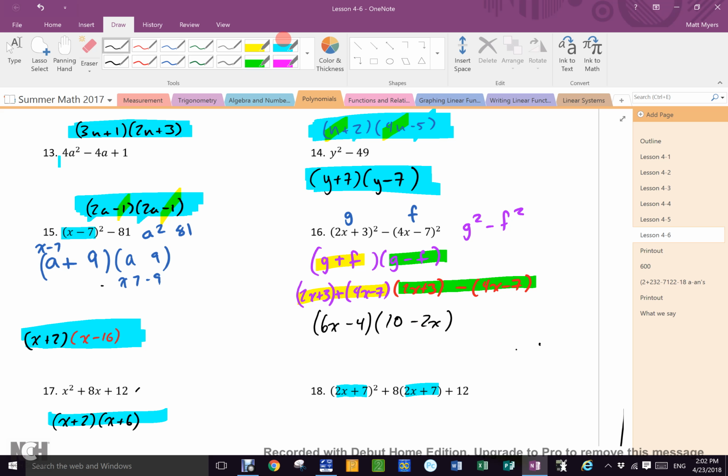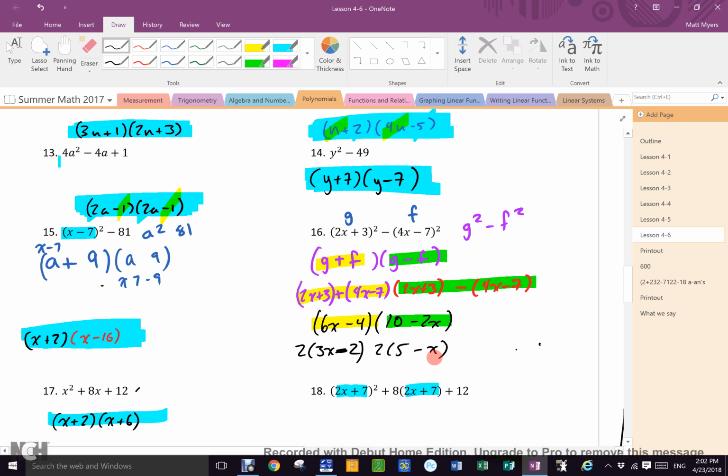Why? What do you notice about 6 and 4? They both will lose a 2, won't they? So this part, the yellow part, can be rewritten as 2, 3x minus 2, correct? What do you notice about the green part? I can take a 2 out and get 5 minus x, can't I?